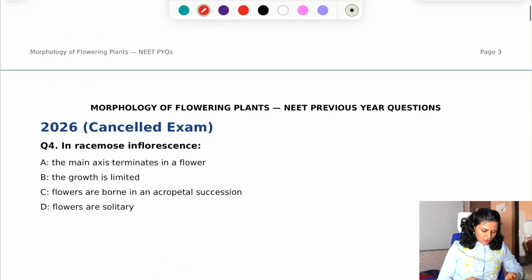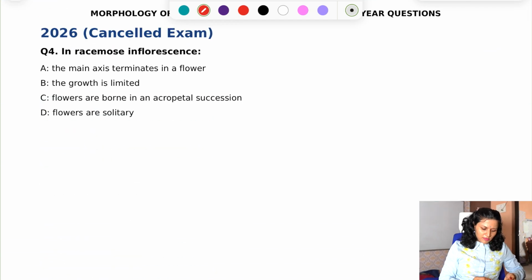Next question number 4. In Racemose inflorescence, the main axis terminates in a flower. This is wrong. This is for Cymose inflorescence. The growth is limited. Is incorrect. Flowers are born in an acropetal succession. This is correct. Flowers are solitary. No. This is for solitary flowers. Correct answer for question 4 is option C.